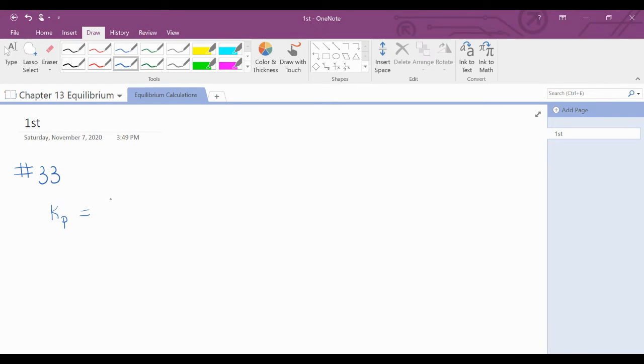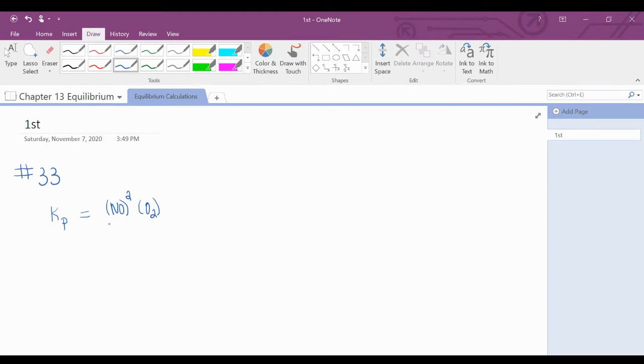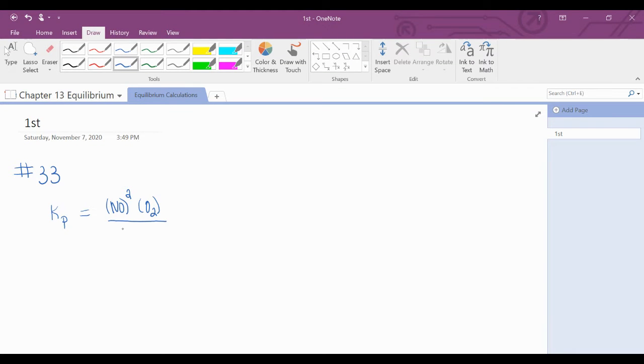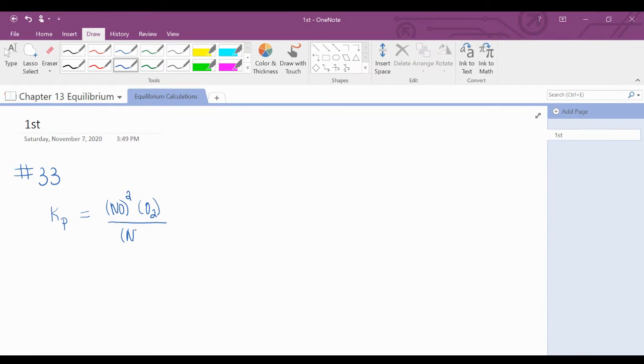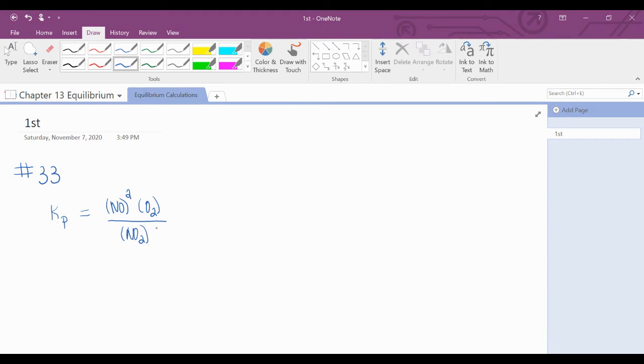All right, so remember that K is going to be products over reactants. I have NO, and the coefficient for NO is a 2, so it's raised to the second power. The other product is O2, and its coefficient is a 1. Then the reactant on the bottom is NO2, and its coefficient is a 2. Notice that we're using parentheses, not brackets here, because the values have units of pressure, not molarity, so not concentration.